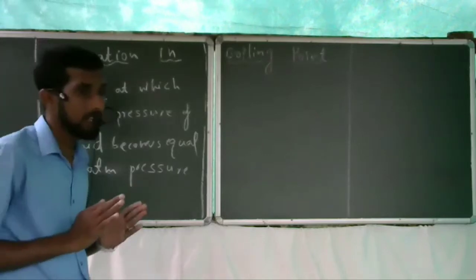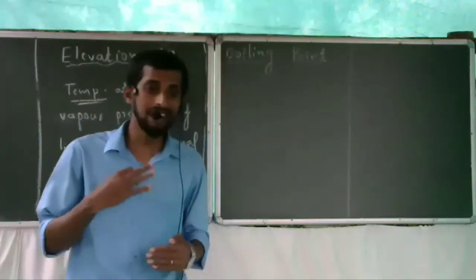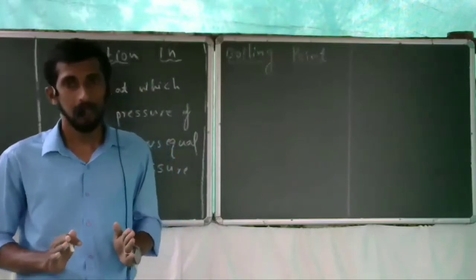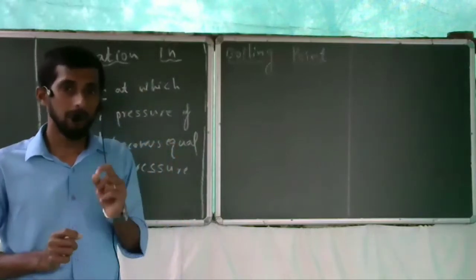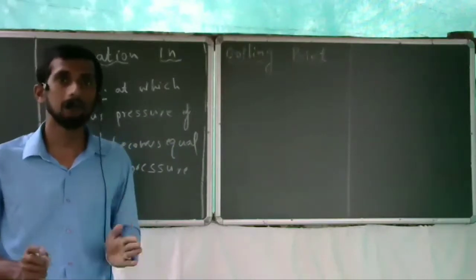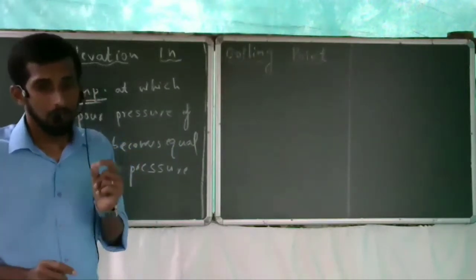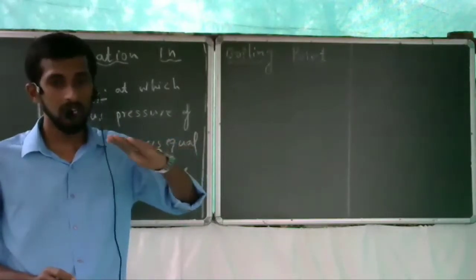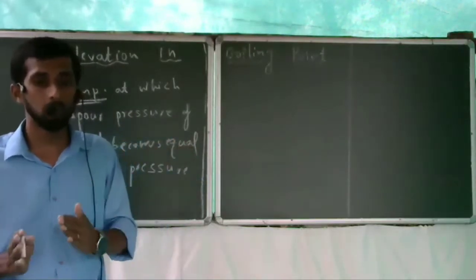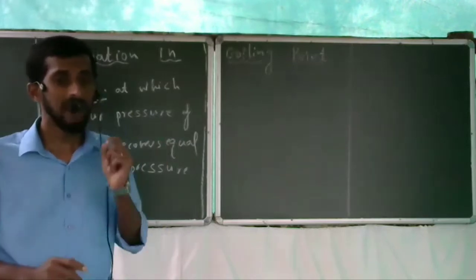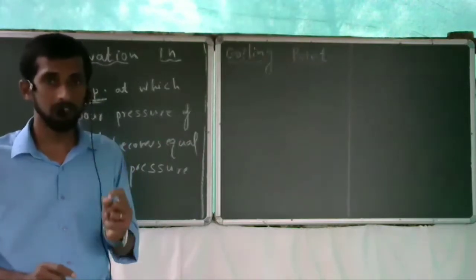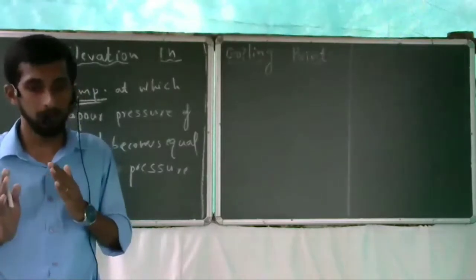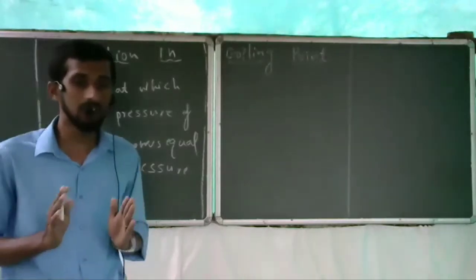If you take a liquid and that liquid is volatile, then we have one characteristic property called vapor pressure. When the vapor pressure of a liquid becomes equal to atmospheric pressure, at one particular temperature, that temperature is called the boiling point.